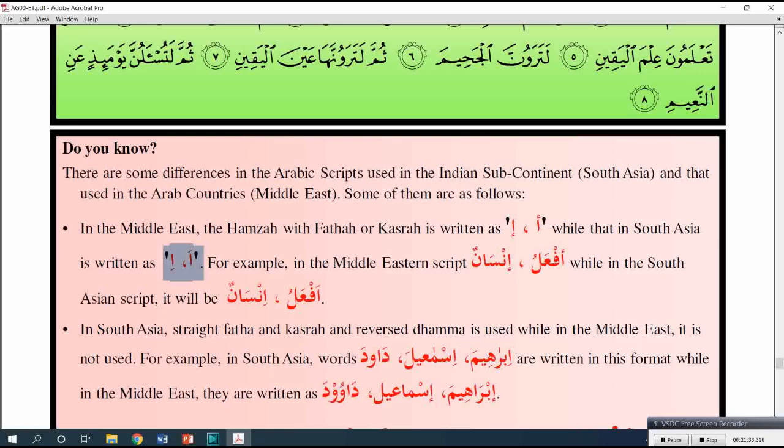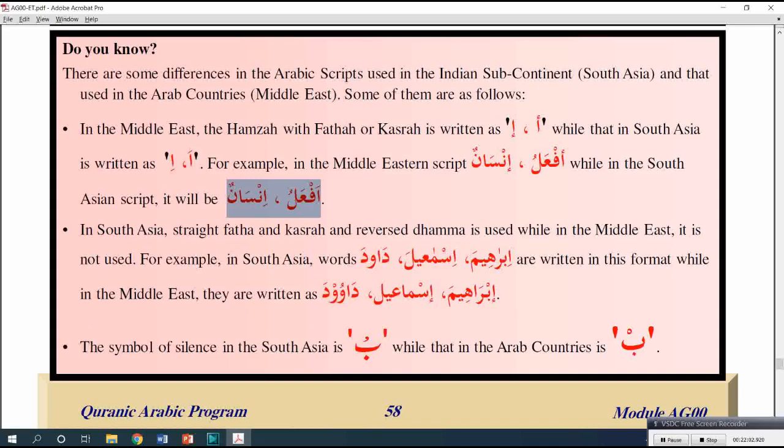Af'alu, insanun. In Arab, Middle East countries, they write in that way, Af'alu, insanun. In India and Pakistan, they write in this way. There is no difference, but the font appears in that way. Similarly, in South Asia, Fatha and Kasra, their style is this way, like this. Ibrahim, they write in this way in the Middle East, but in Pakistan and India, Ibrahim appears in this way. Same is the example of Ismail, Daud. So there is no difference, just the font.